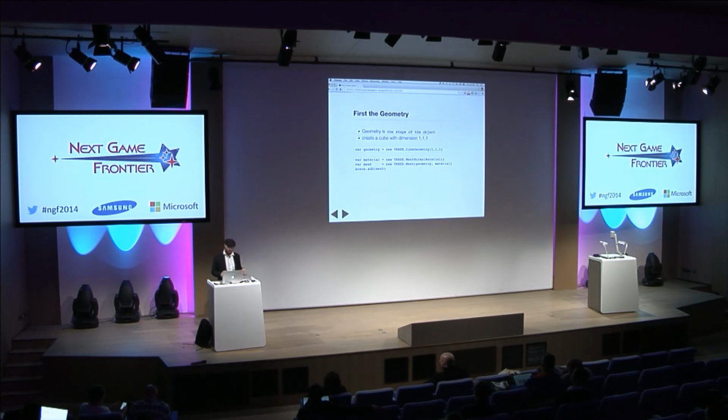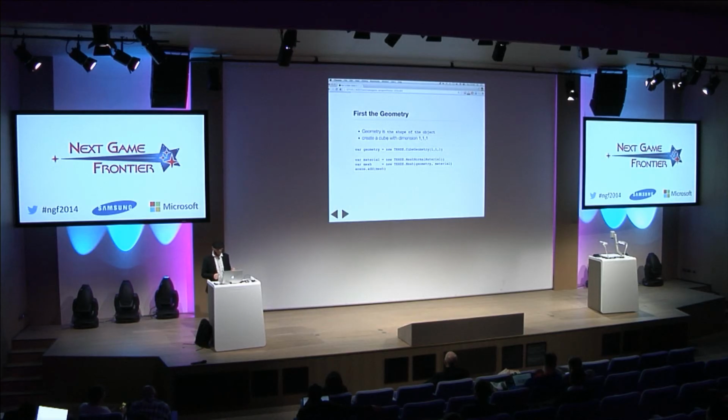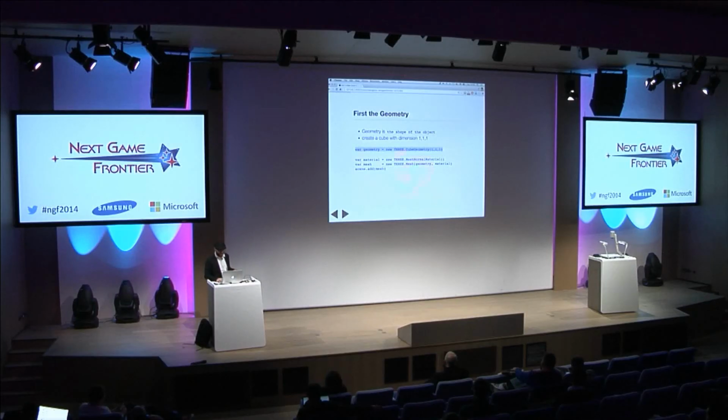So, first, the geometry. The geometry is the shape of the object. This is a very important part. This is, I don't know, a cylinder, that's the shape of the object. In our case, we are creating a cube of the dimension 1, 1, 1. That means we have a width of 1, a height of 1, and a depth of 1. So we create this. Not too hard.